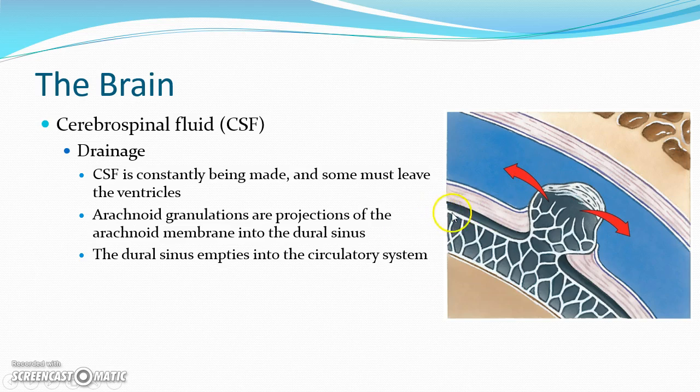So here we have the dura mater, and here's that arachnoid mater, and then in the subarachnoid space we have some of those arachnoid membranes, and then we have this extension sticking out into the dural sinus, which is the arachnoid granulation. So the CSF drains out of the arachnoid granulations into the bloodstream and then is returned to the general circulation.